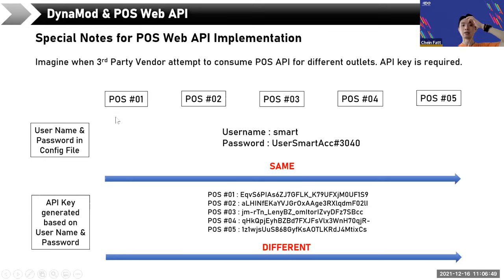When you set up the user management, the user and password, you can put them the same. But the system will generate the API key based on the name and password. That means if you have 5 POS, 5 outlets, we will create 5 different API keys for them. So this is the special technique you want.